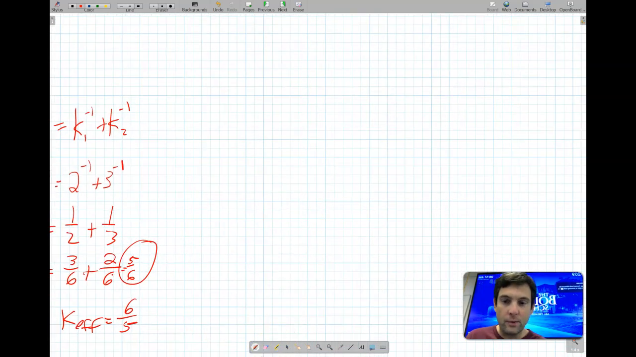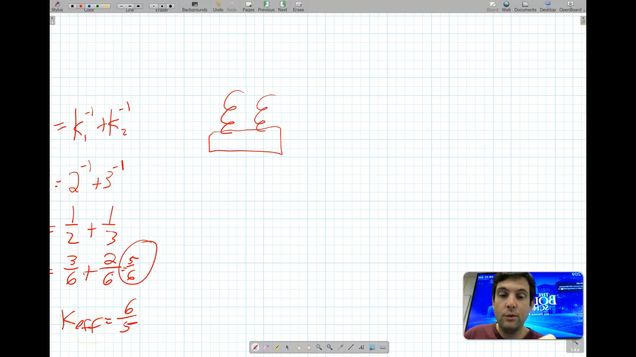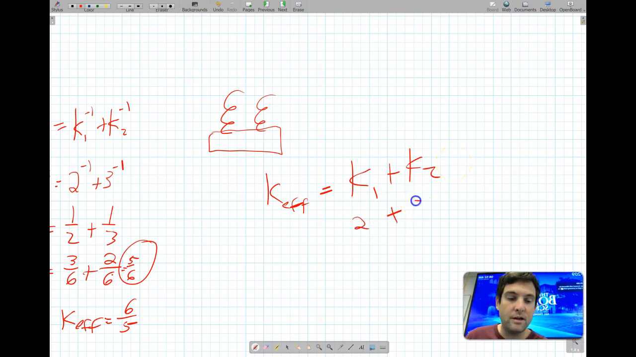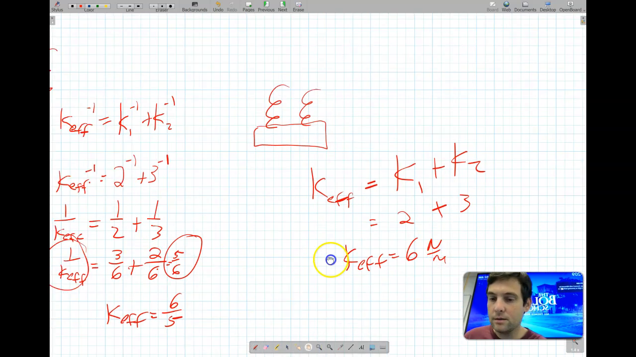If you're interested in the why, we can talk about that. Leave a comment below with your questions. If we have springs that are connected like this, we would call this being in parallel. They're side by side with one another. In this instance, to get our effective spring constant, we're going to take K1 plus K2, and that's it. Nice and easy. So in this case, using those same two spring constants, our effective spring constant is just 6. And units: Newtons per meter.